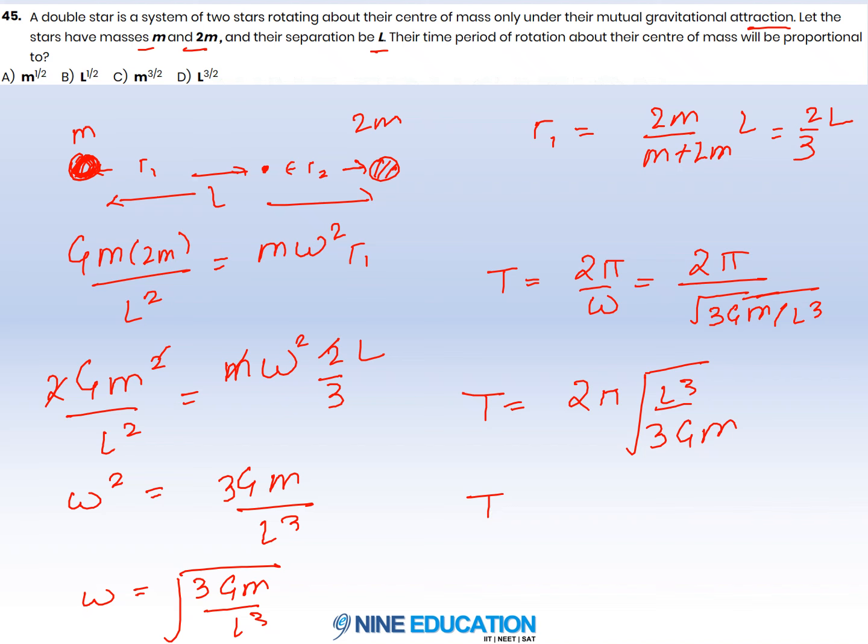So time period is proportional to L to power 3 by 2, and time period is also proportional to m power minus 1 by 2. So which option is correct? It is proportional to L power 3 by 2.